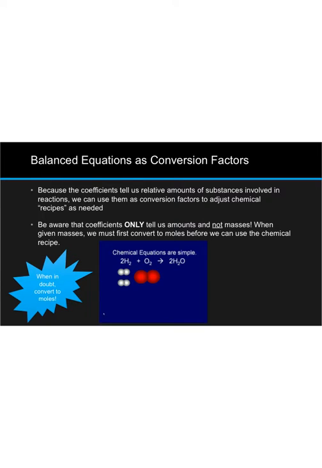We can use conversion factors to figure out or predict required amounts of reactants or produced amount of products according to these chemical recipes. Coefficients only tell us amounts, so coefficients will only ever allow us to convert to moles or back. So we can only ever convert from moles of one substance to moles of another substance in a chemical reaction, moles to moles.